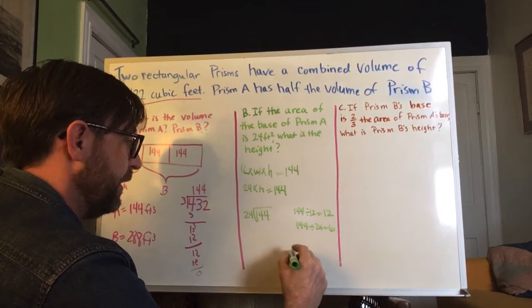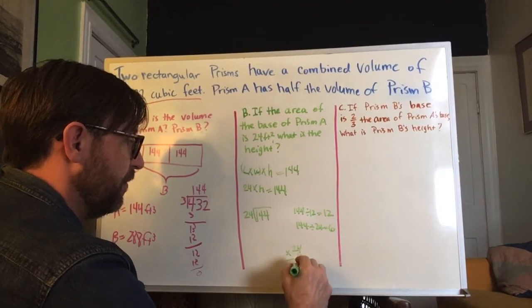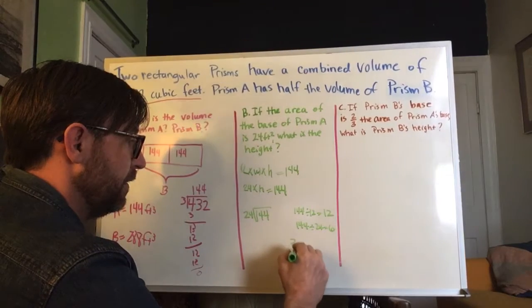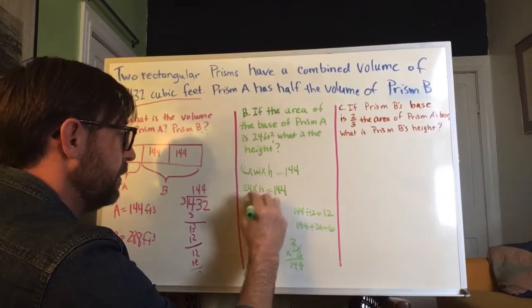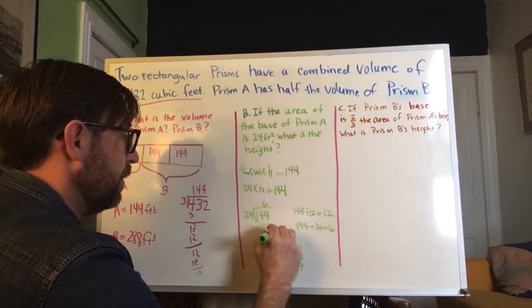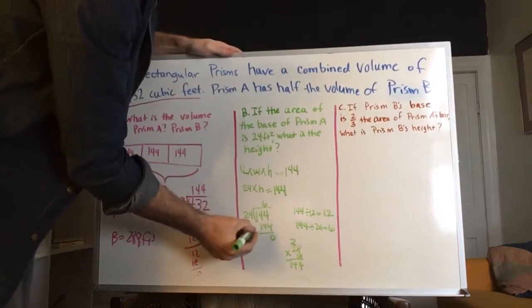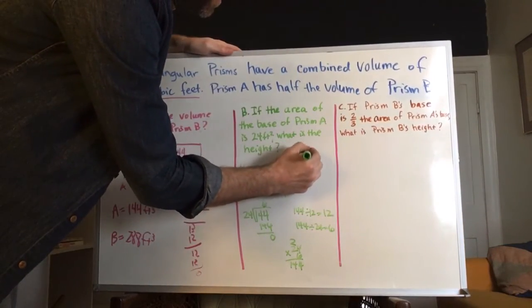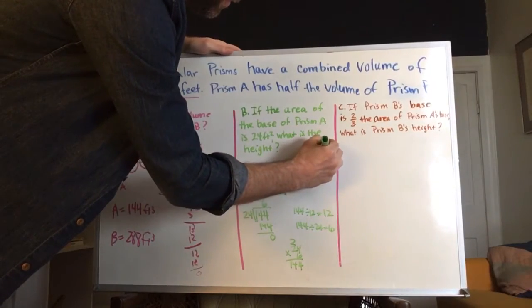And I can check that over here, right? So 24 times 6. 6 times 4 is 24. 6 times 2 is 12, plus 2 is 14, so 144. So that tells me right now that my height, my missing h here, is going to be 6 feet.